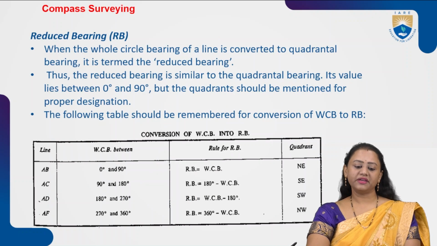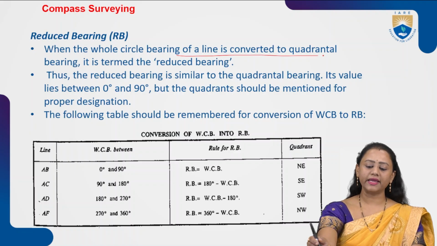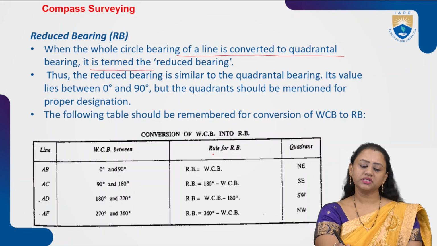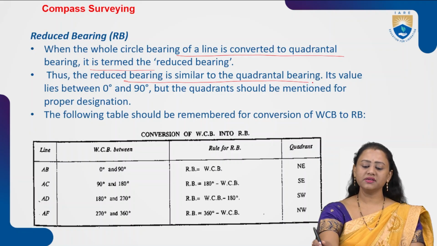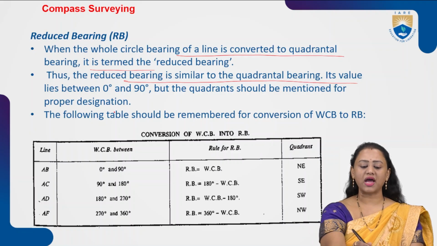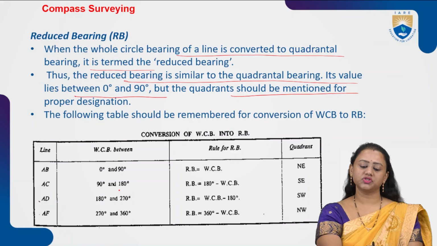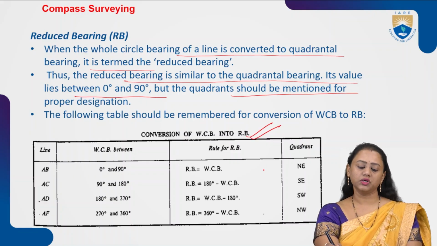Reduced bearing: when the whole circle bearing of a line is converted to quadrantal bearing, it is called reduced bearing. The reduced bearing is similar to quadrantal bearing. Its value lies from 0 to 90 degrees, but quadrants should be mentioned for proper designation. So here we are going to see how to convert a whole circle bearing to a reduced bearing.